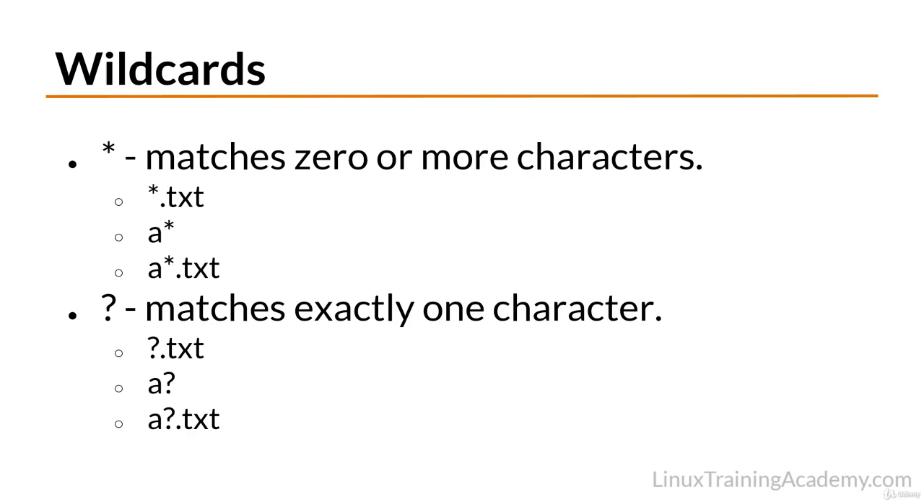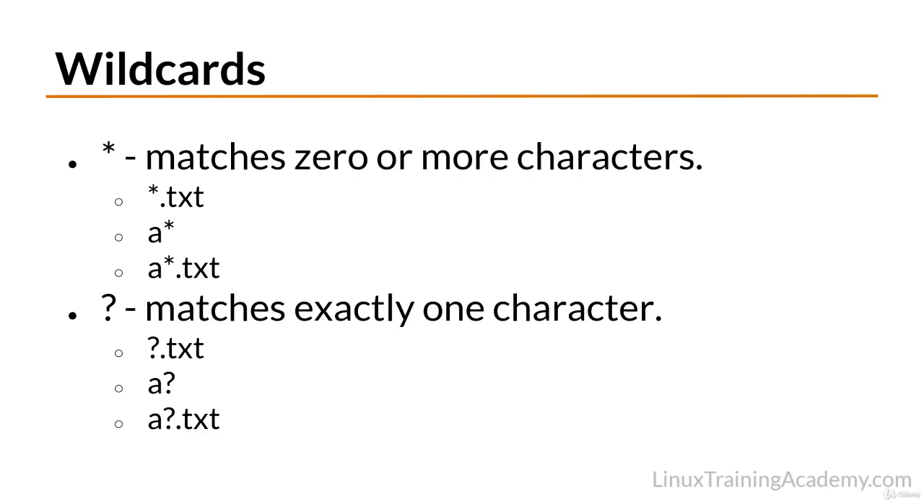For example, we could use *.txt to find all the files that end in .txt. If you wanted to list all the files that start with the letter A, then use A*. If you want to find all the files that start with an A and end in .txt, then use A*.txt. The question mark matches exactly one character.